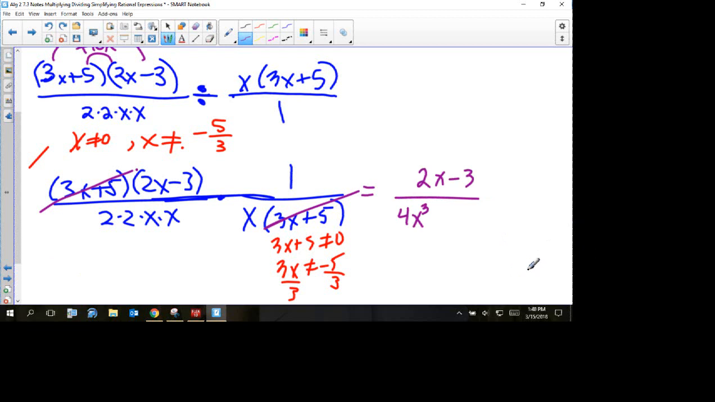Now I check my domain restrictions one more time. X does not equal 0 is my only domain restriction in the end, so what do I need to add to my answer? X does not equal negative 5 thirds.